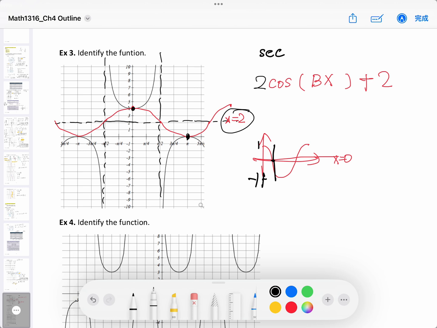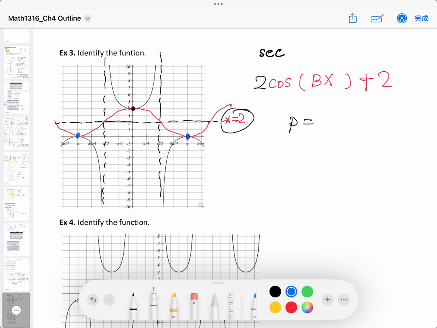Okay, last one is to decide the b. Because there is no horizontal shifting, we only have the bx in the input. So how to find the b? What is the period from this image? So the period is between bump to bump or dip to dip. So I can pick 2 points from the graph. I feel this point and this point look good because they are dip to dip, and the next full cycle is also from dip to dip.